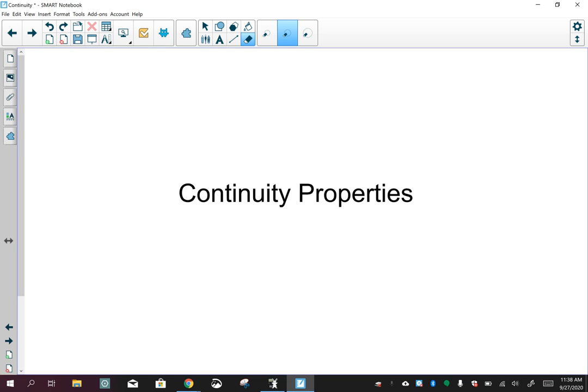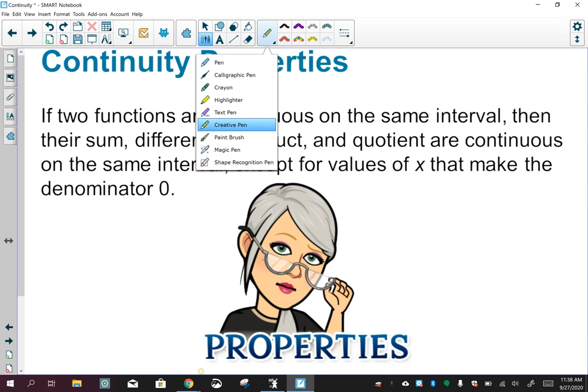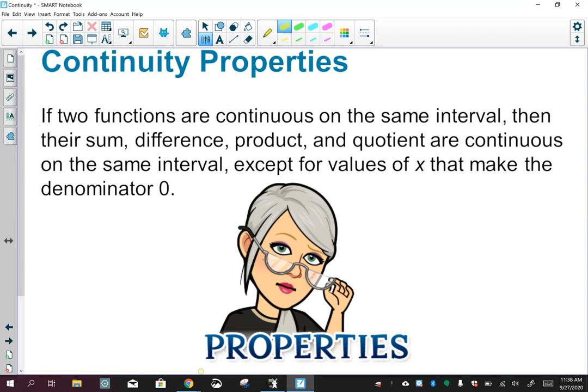All right, so we're going to take a look at continuity properties. With continuity properties, if you have two functions that are continuous on the same interval, so you have g of x on one interval and then f of x on the same interval, then their sum, difference, product, and quotient are continuous on that same interval, except for any x values that make your denominator equal 0. That is primarily going to happen here on the quotient piece.